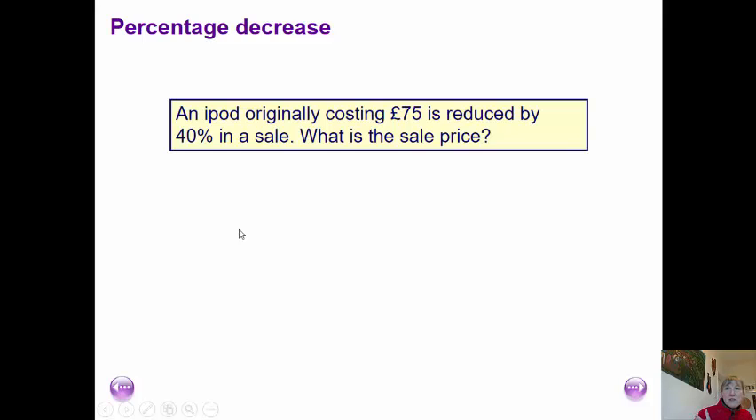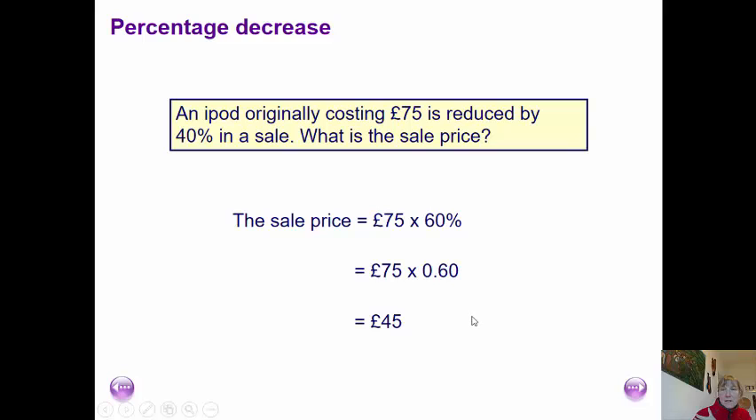So an iPod, originally costing £75, is reduced by £40 in the sale. What is its sale value? We can just multiply the original value by 60%. And there it is, £45.